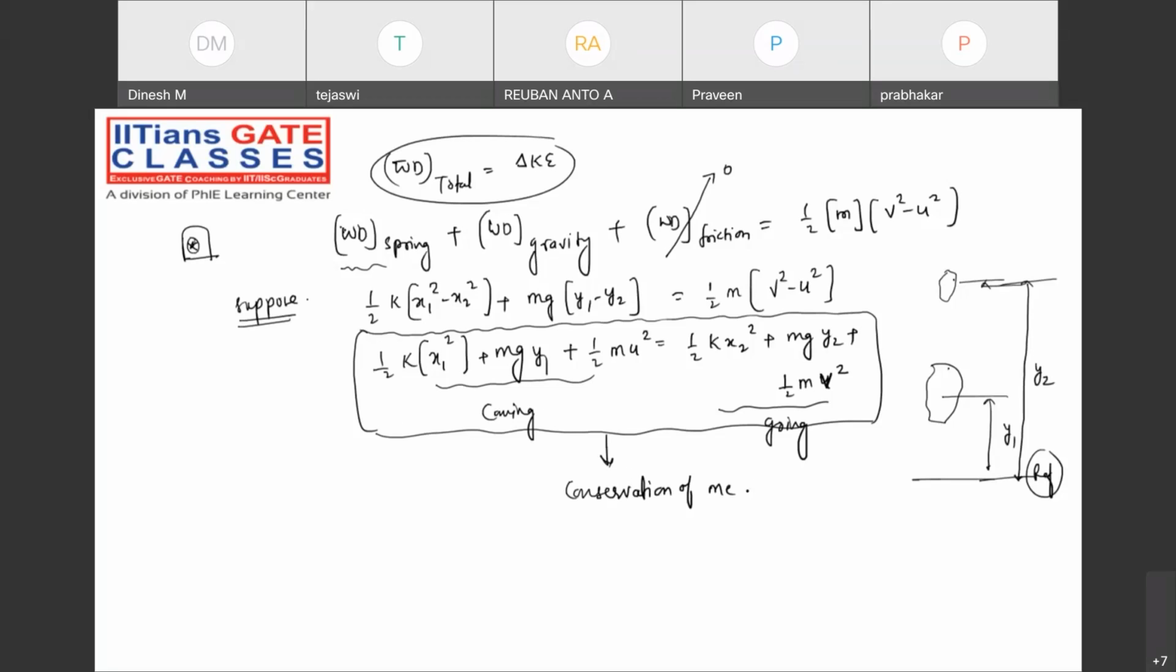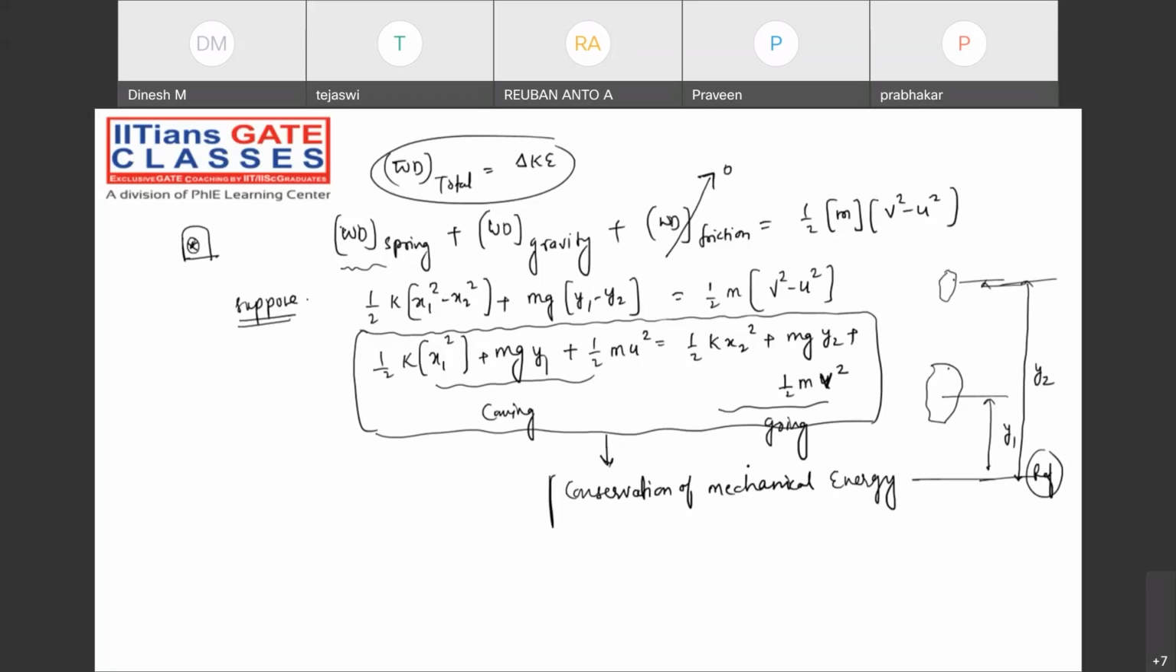Are you understanding the conservation of mechanical energy and the difference between the work energy theorem? Sometimes they say both are the same, but that is not the same. Only when work done by friction is zero can we say that the mechanical energy is being conserved. If there is friction, mechanical energy will not be conserved. It will be converted into heat, and some part will be gone. And this is called conservation of mechanical energy.